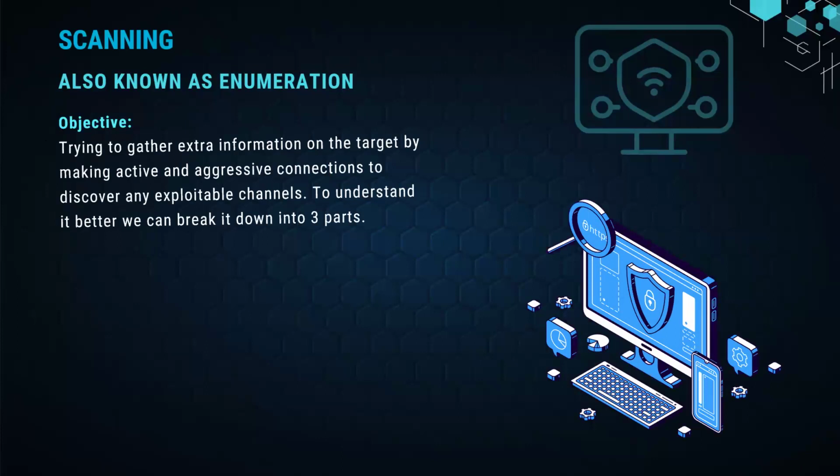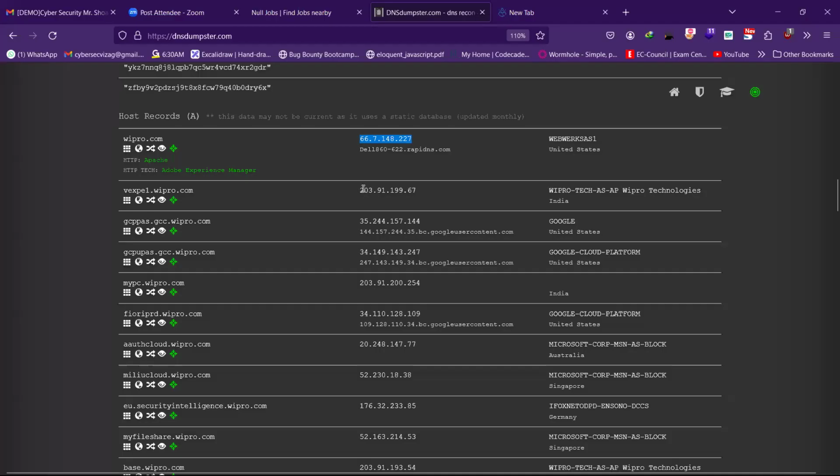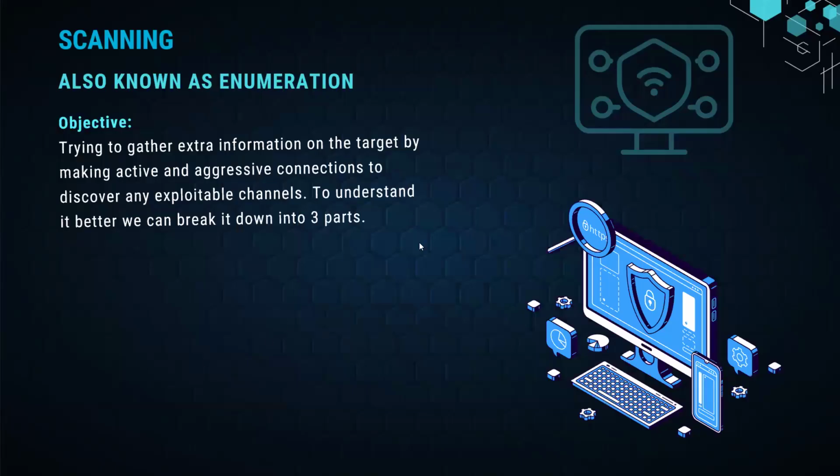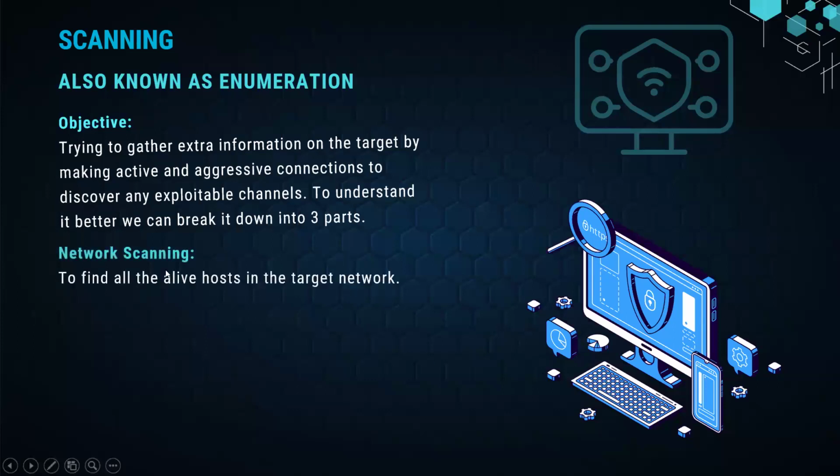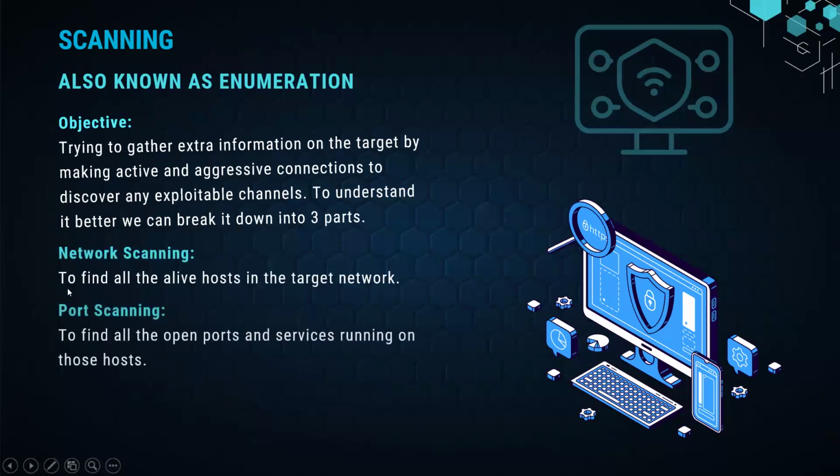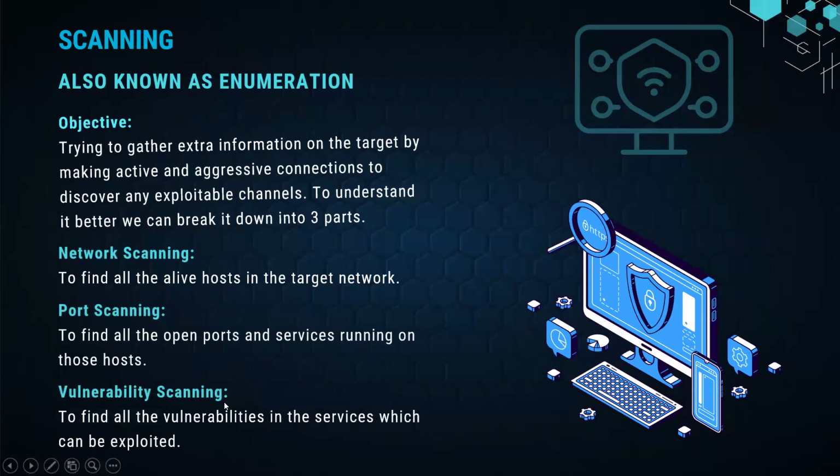But in scanning, you get extra information by making active connections, which means you directly connect to the servers of the target. So whatever IP addresses are mentioned here, you launch attacks on these IPs and retrieve information from those servers. And to elaborate more on scanning, it can be divided into three parts: network scanning, port scanning, and vulnerability scanning.